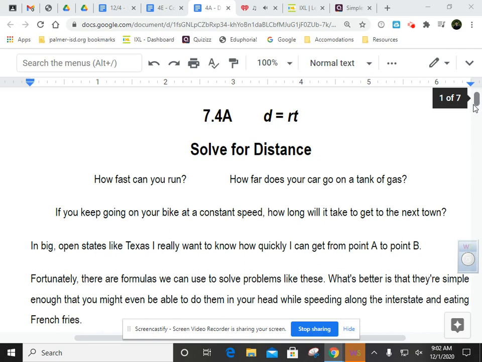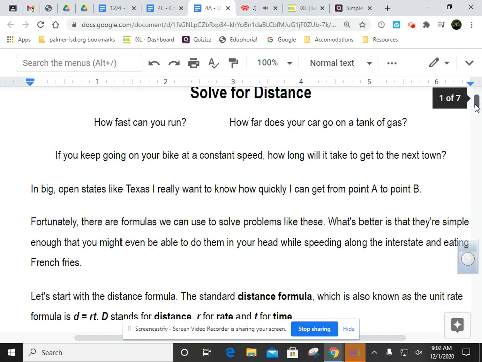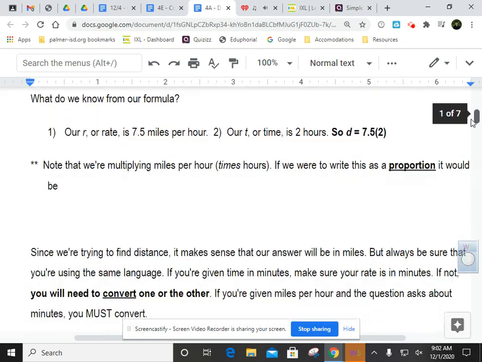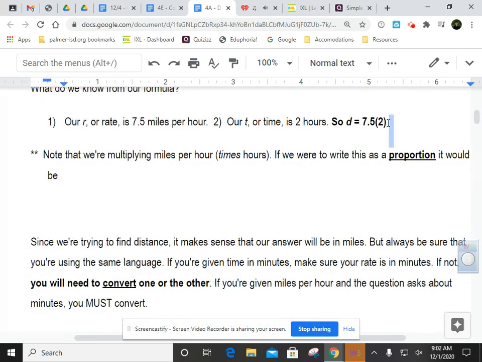Okay, so yesterday we kind of started solving for distance, and I showed you that we could do a proportion or write the distance formula.